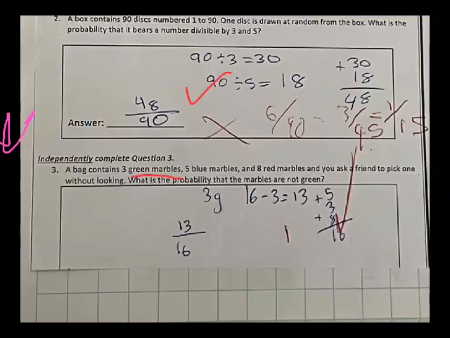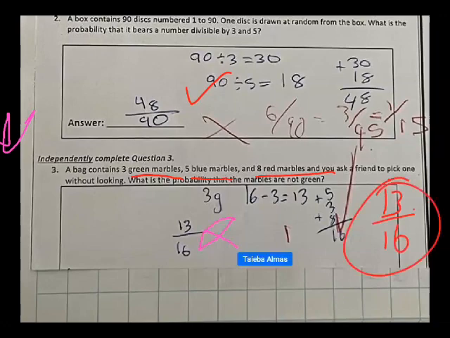A box contains 3 green marbles, 5 blue marbles, 8 red marbles. You ask a friend to pick one of these. What is the probability that the marble is not green? First we have to add them up, then subtract the green ones. 3 plus 5 equals 8, 8 plus 8 equals 16. So not green equals 16 minus 3, which is 13 over 16. Excellent. You can write it as a percentage as well, or as a decimal.